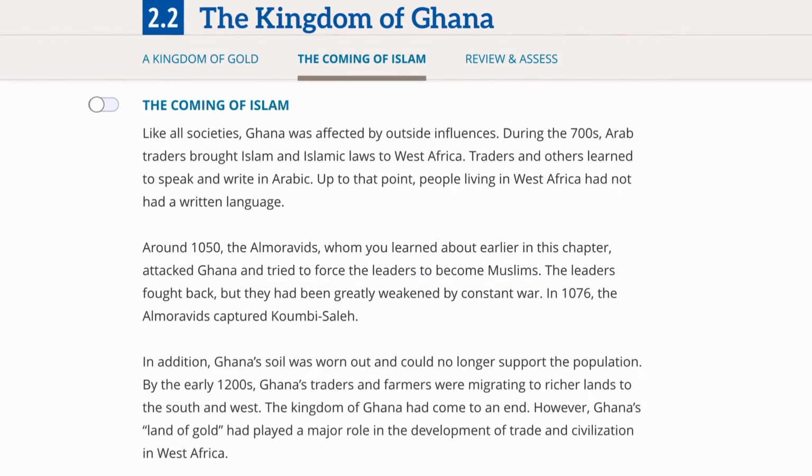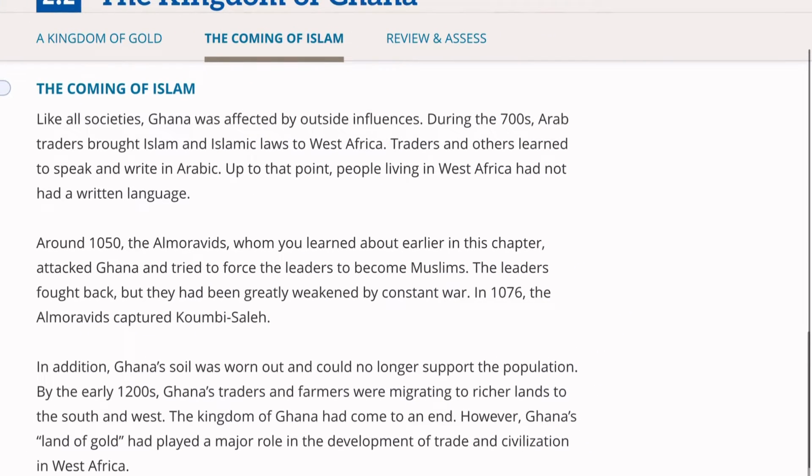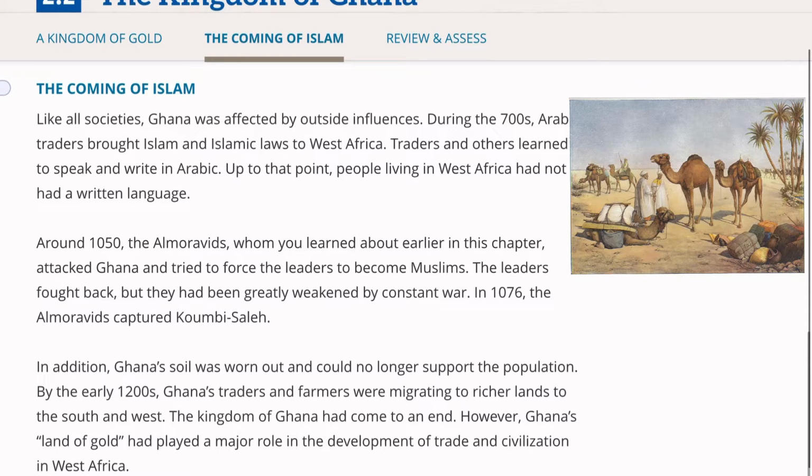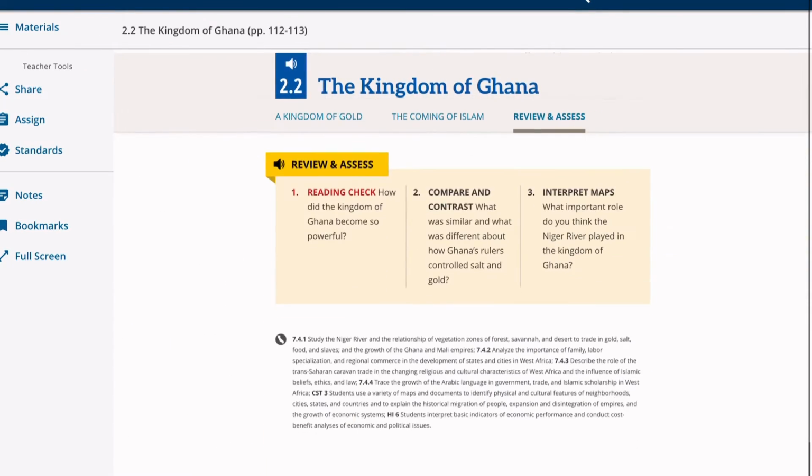So like all societies, Ghana was affected by outside influences. During the 700s, Arab traders brought Islam and Islamic laws to West Africa. Traders and others learned to speak and write Arabic. Up to that point, people living in West Africa had not had a written language, so they usually transferred their knowledge to the next generation through storytelling, which we will cover in our next lessons about the griots, the ones who pass the history of the village or even kingdom to the next generation by oral tradition.